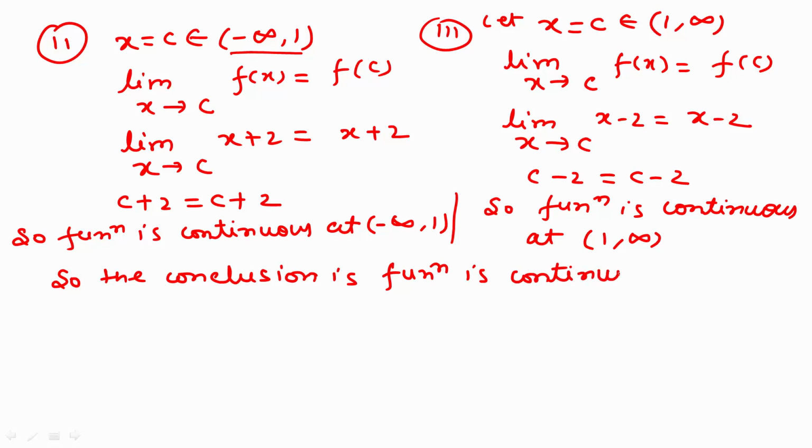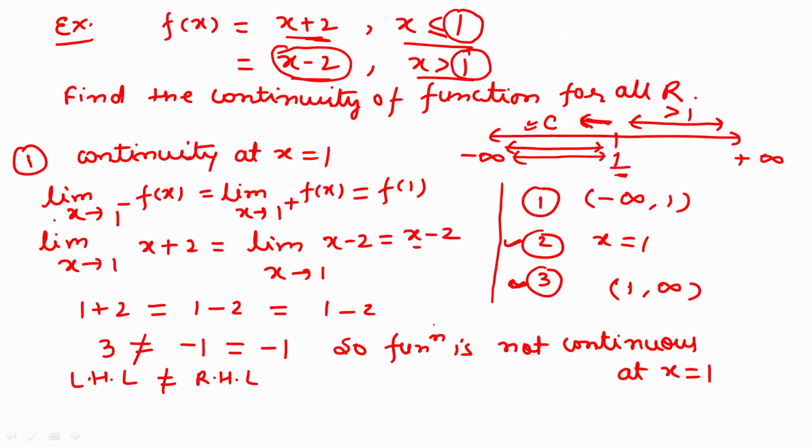Function is continuous for all real numbers except x is equal to 1, and this point x is equal to 1 is the discontinuity point of the given function. So this signum function is continuous at all real numbers except x is equal to 1.